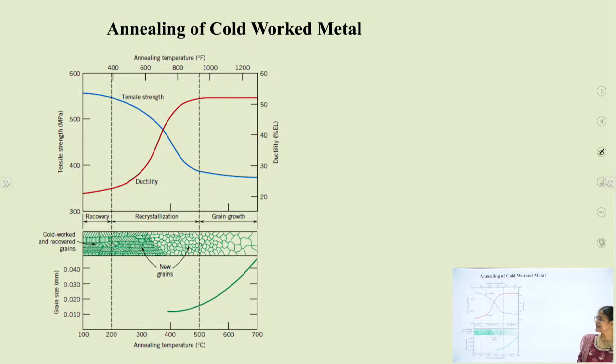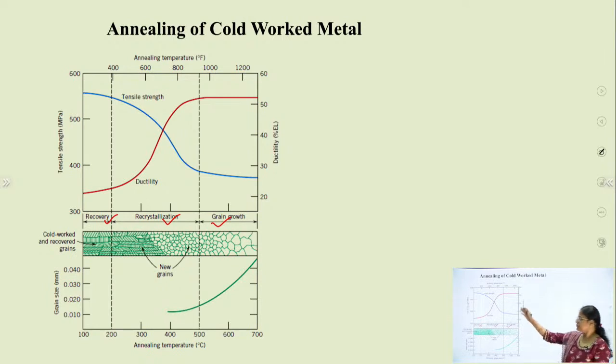So, during the annealing process, what happens? In annealing, we keep the material in the furnace at a high temperature for a certain duration of time, so that 3 stages occur. Recovery, recrystallization and grain growth are the 3 stages of annealing to revert back the original property of the material.